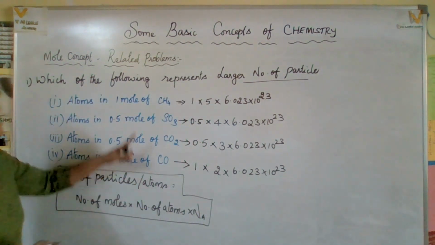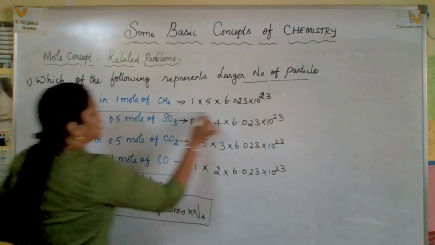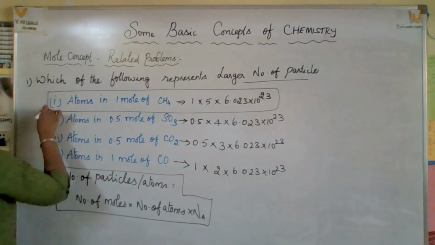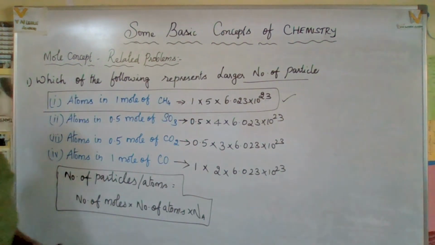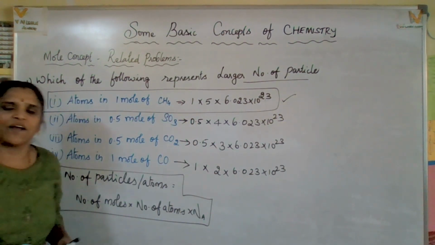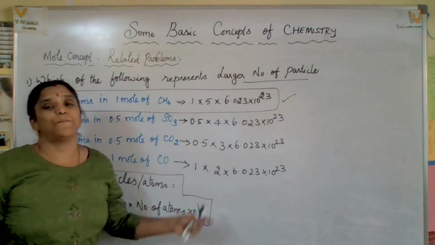Now, among these, which is the larger number of particles? Of course, your eyes will fall on the first one. This will be the large number of particles. Hope you're clear with this question. Come on, let us go and find out some other important sums.